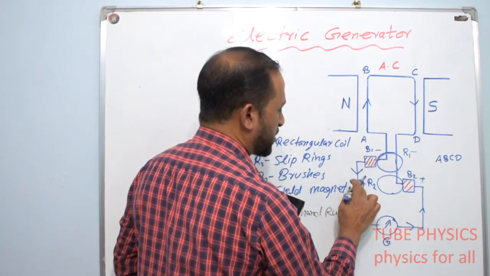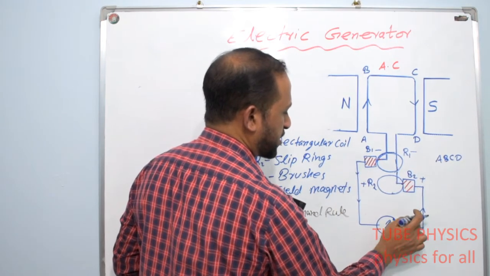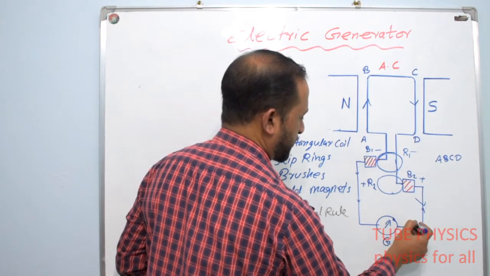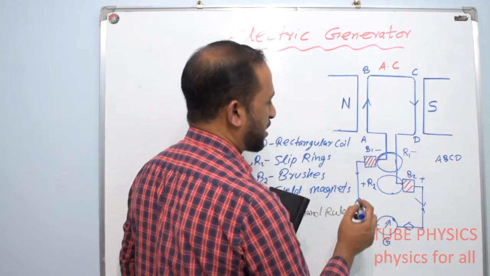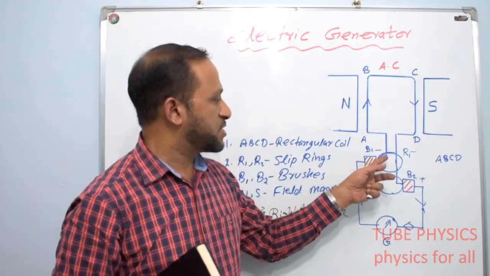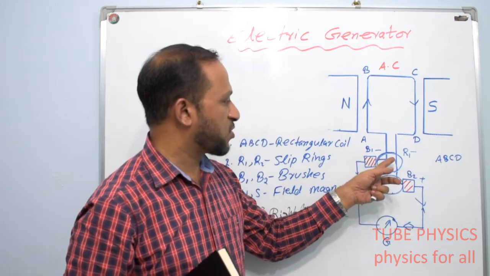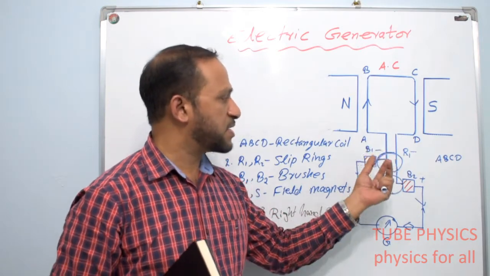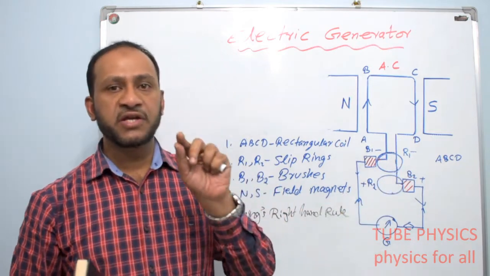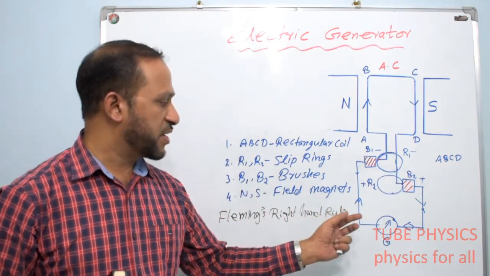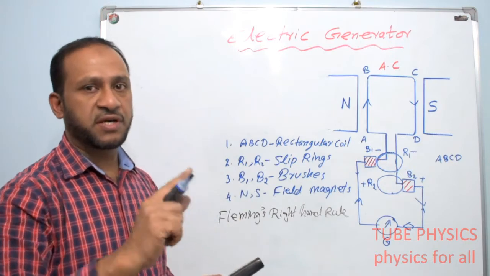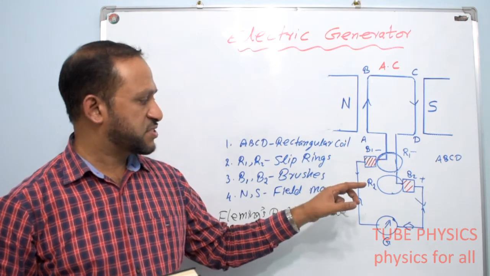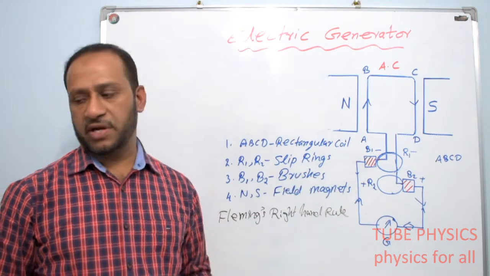So the direction of current in the second half cycle will reverse itself, which means it will be flowing from positive to negative, in this direction. So the direction of current reverses in the second half rotation, because the brushes B1 and B2 are always in contact with the rings R1 and R2, but the rings R1 and R2 are changing polarity in each half rotation. So externally we will be getting a current which changes its direction in each half rotation. Such a current which changes its direction periodically is called an alternating current.